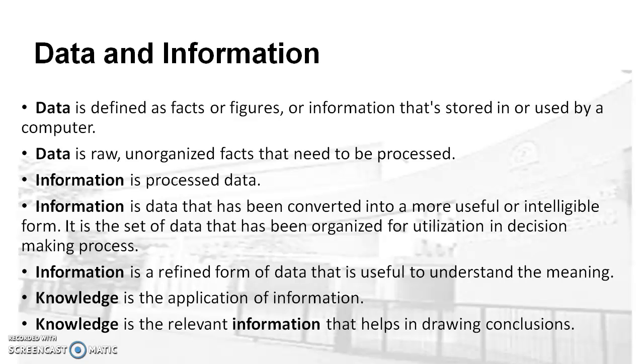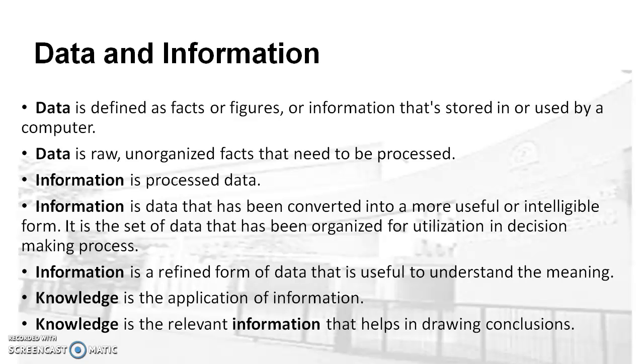And when I give you any mathematical problem and you use these multiples of 5 in solving the problem, it is the application of your information which becomes knowledge. So you have some raw data. This raw data when processed becomes information, and information when applied becomes knowledge. That's the basic difference between data, information and knowledge.